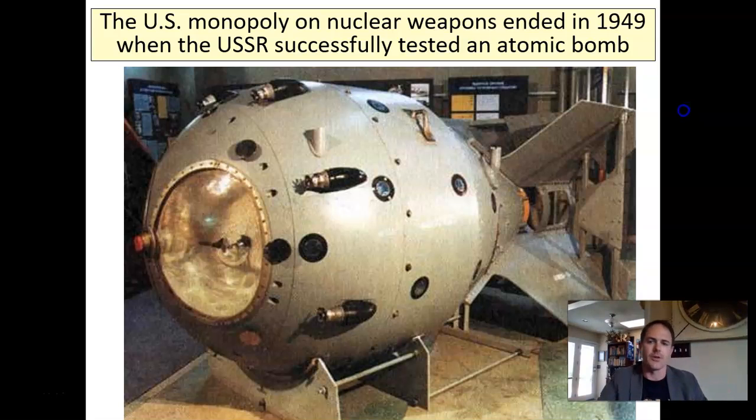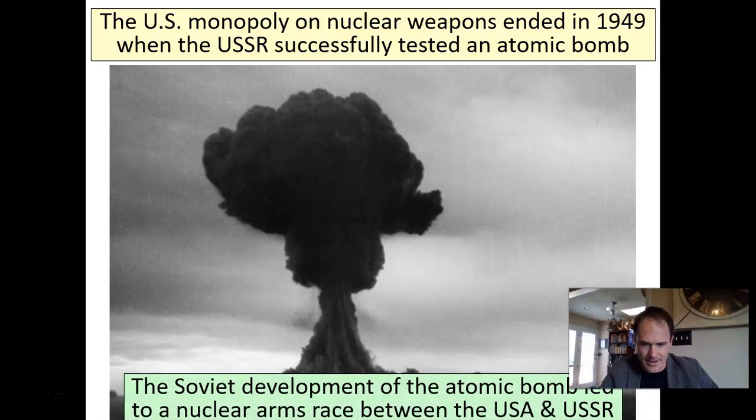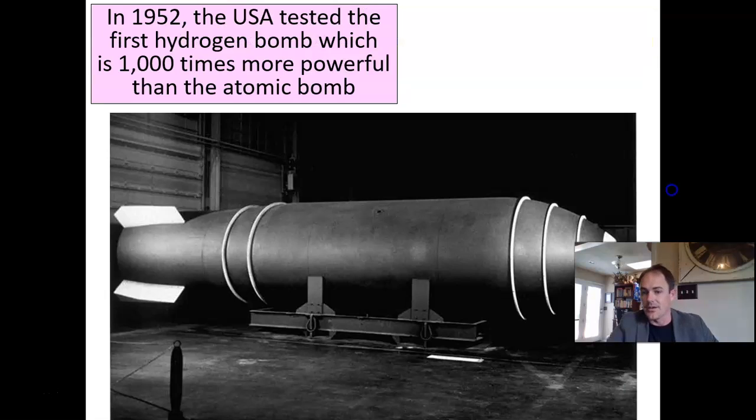All right, so to the nuclear arms race. In 1949, the U.S. monopoly on nuclear weapons ended when the USSR successfully tested an atomic bomb. You see a picture of it there, and the test. Now, this set off a nuclear arms race, right? Who's going to get to the finish line first? Except the finish line was not like winning the race, but a never-ending cycle of who has more bombs than the other person. Especially once a new, more powerful bomb known as a hydrogen bomb was tested by the United States in 1952, 1,000 times more powerful than the atomic bomb.